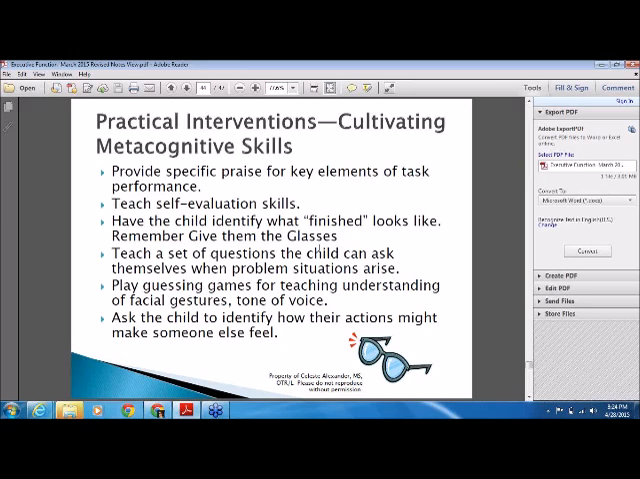All right, fourth bullet. Teach a set of questions the child can ask themselves when problem situations arise. Okay, so whatever it might be, a social situation, an academic situation, what can they always ask themselves? You pick out the set of questions, and let me see if they have got examples for you here. Let's see if I can give a specific example.